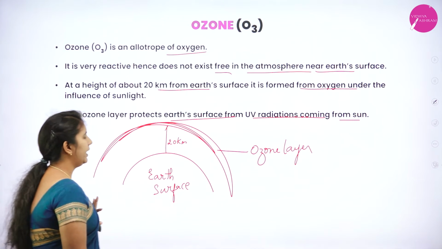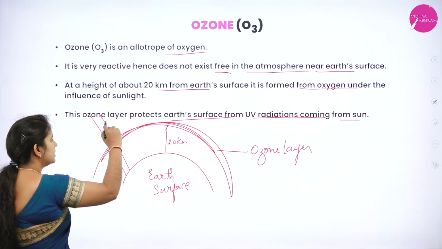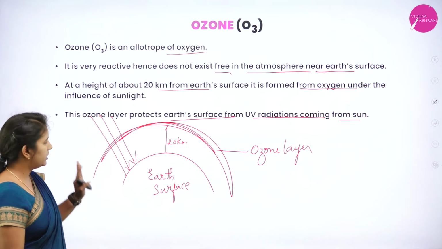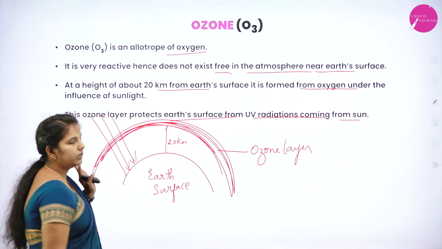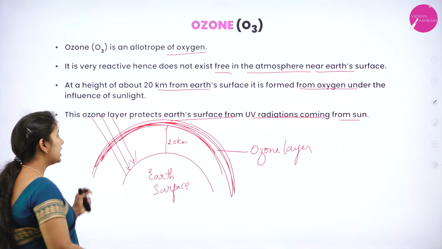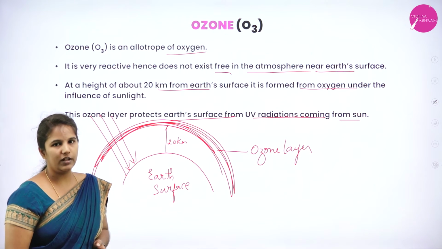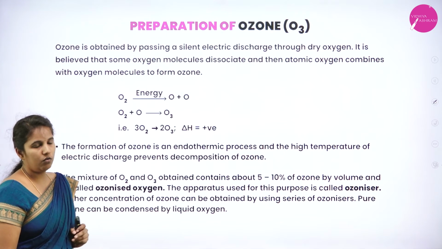This ozone layer protects the Earth from the direct entry of sunlight. So it protects like a covering shield to the Earth, thereby it avoids the direct entry of UV radiations which is reaching to the Earth. Coming into the preparation of ozone.